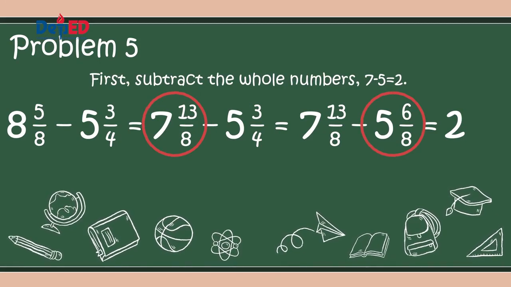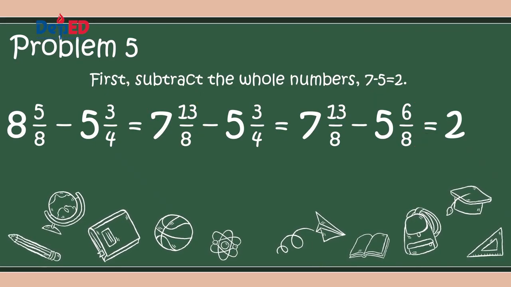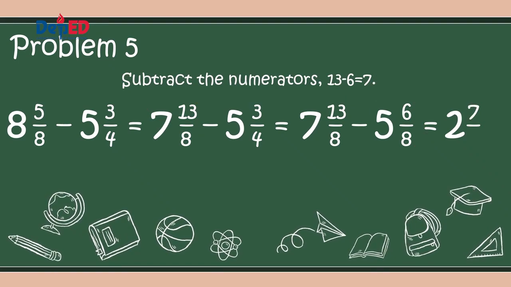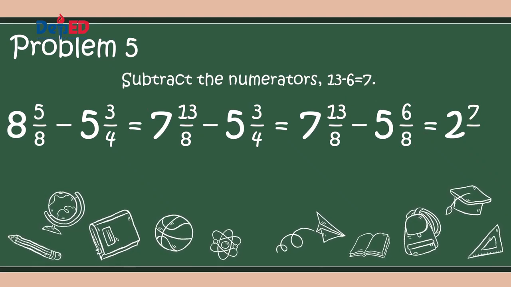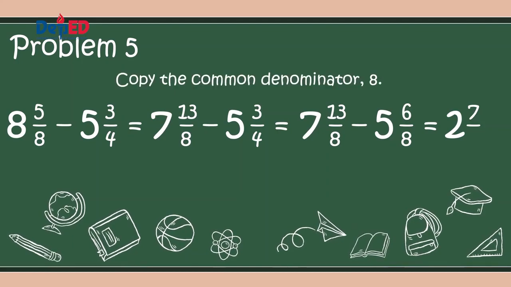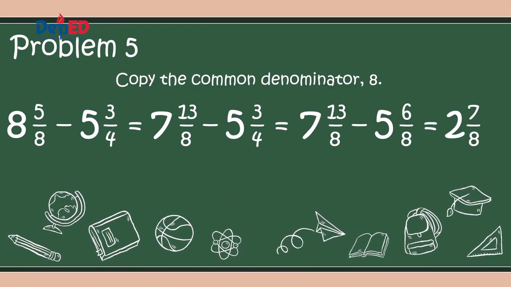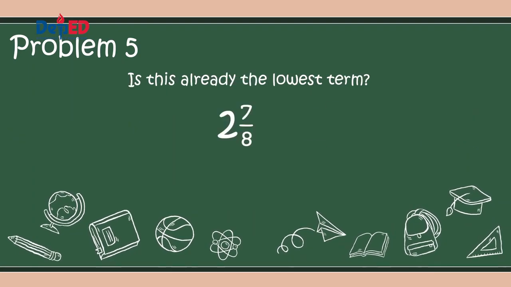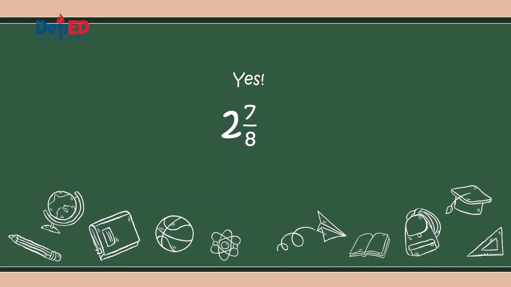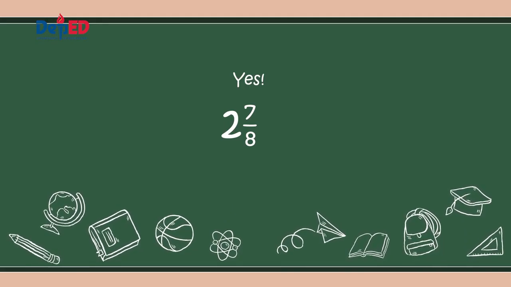Subtract first the whole numbers. 7 minus 5 equals 2. Then, subtract the numerators. 13 minus 6 equals 7. And copy the common denominator, 8. So, we have 2 and 7 eighths. Is it already a lowest term? Yes. Therefore, our final answer is 2 and 7 eighths.